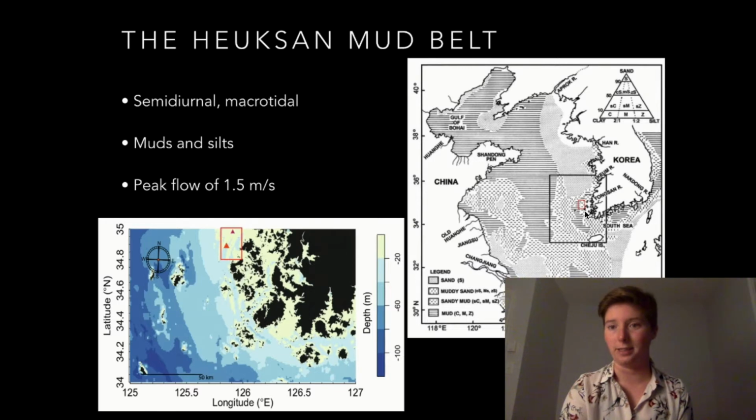My study area is in these red rectangles in each of these maps, and it's in a macrotidal area. There's large tides over 4 meters in some cases. It also has semi-diurnal tides, which means 2 tides per day. There's a lot of muds and silts, lots of sediment that's able to be suspended because it's very loose on the seafloor. And there's peak tidal flows of 1.5 meters per second. So there's a lot of water moving very quickly in this area.